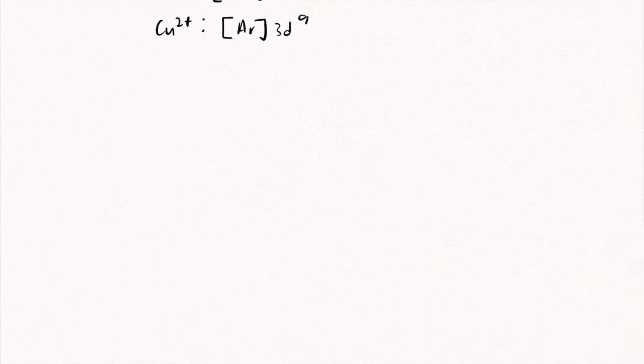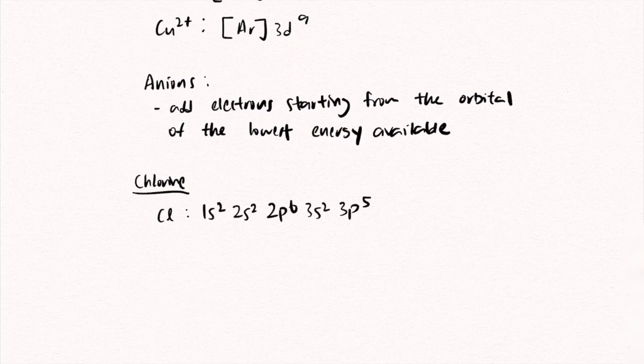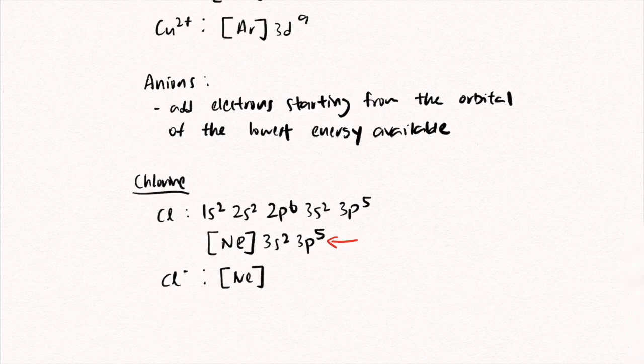Moving on, for anions, we add electrons starting from the orbitals of the lowest energy available. Let us use chlorine as an example. So the electronic configuration of Cl is 1s2, 2s2, 2p6, 3s2, 3p5. Again, let us use a noble gas to truncate the electronic configuration. If we want the electronic configuration of Cl-, we add 1 electron to the orbital of the lowest energy level available, which in this case is the 3p orbital. Hence, the configuration of Cl- will be Ne, which represents neon, 3s2, 3p6.